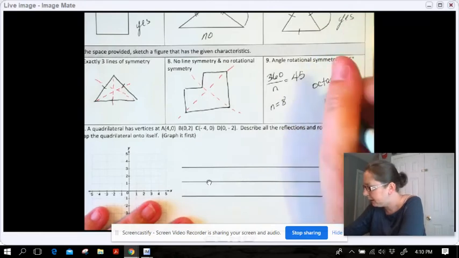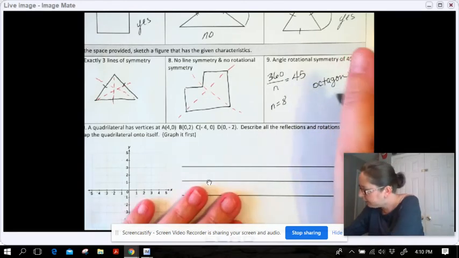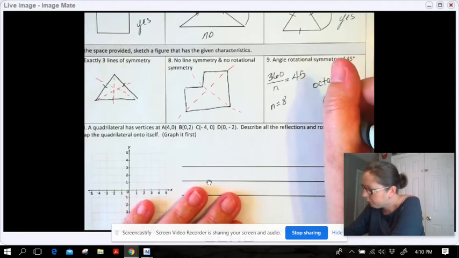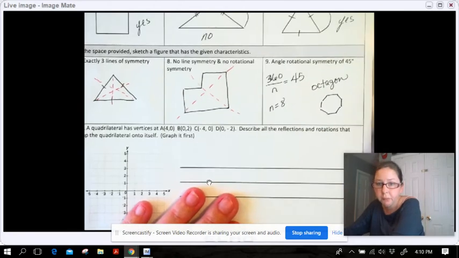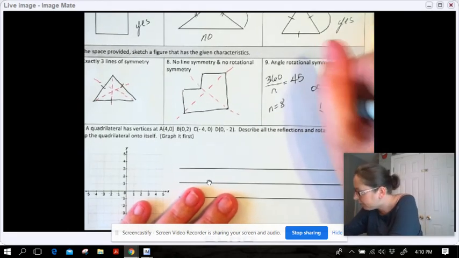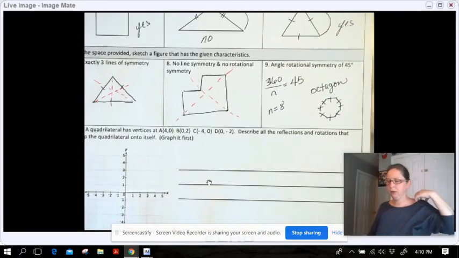And I know that I am not good at this. So let's see. 1, 2, 3, 4, 5, 6, 7, 8. And there we go. That's my best effort. And it's got 8 equal sides, so it's an octagon.